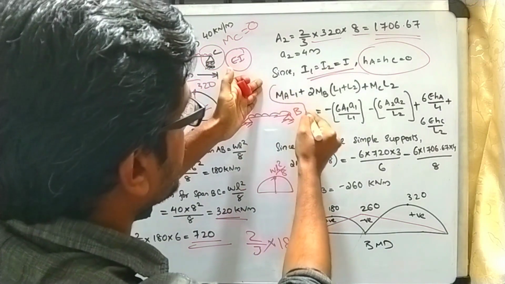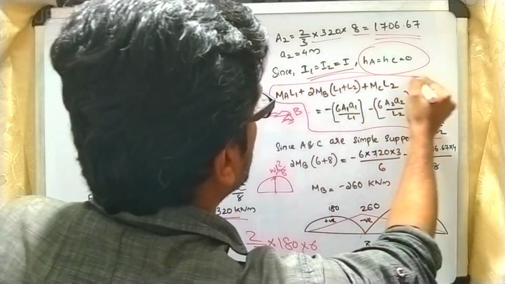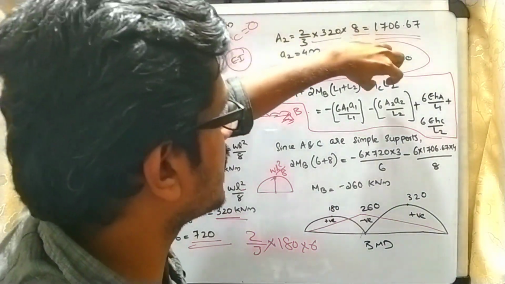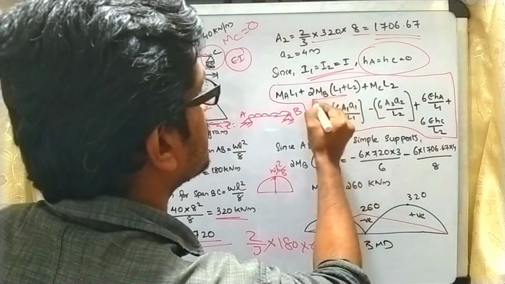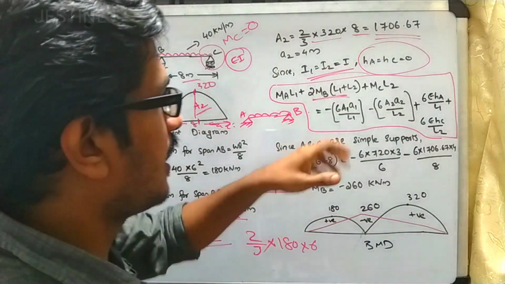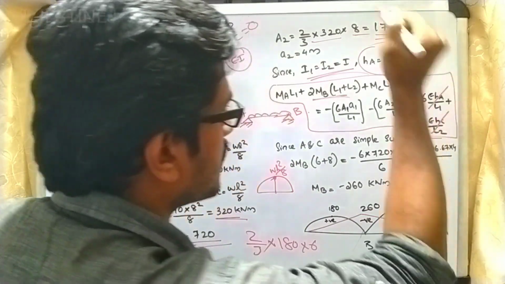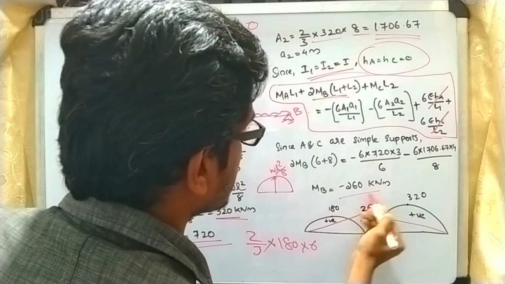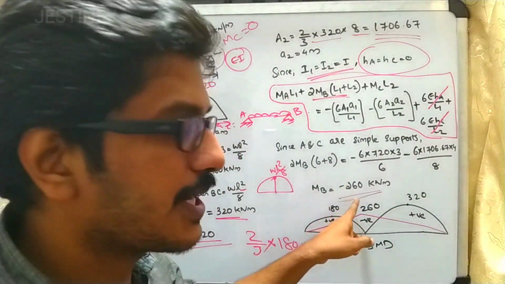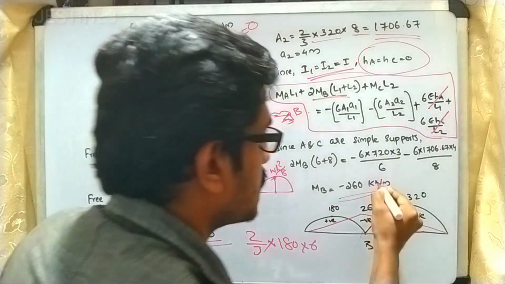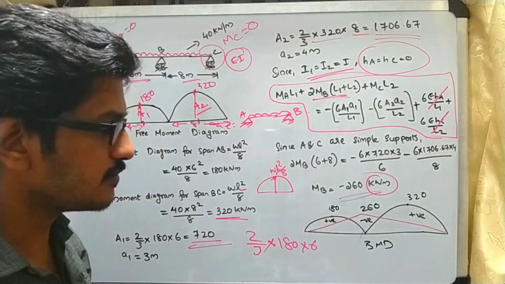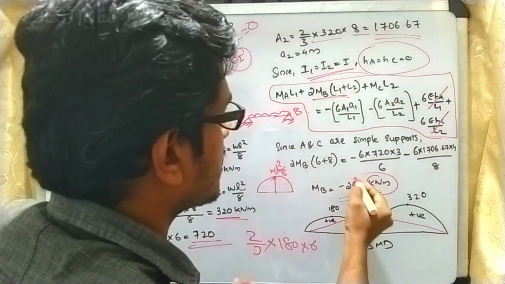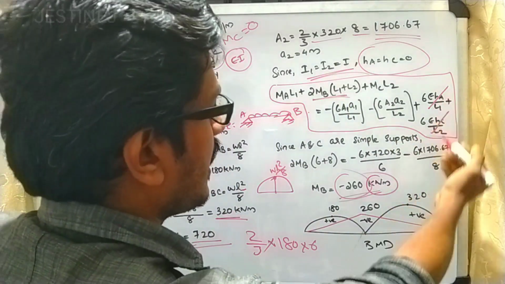This is the basic equation of the three-moment equation, so you have to note down this equation. In this case MA is 0 and MC is 0, so only the 2 MB term exists here, and these other terms are also 0. If you substitute in the equation, you will get MB as minus 260 kilonewton meter. This unit is also important. So we got the values: MA is 0, MB is minus 260 and MC is 0.